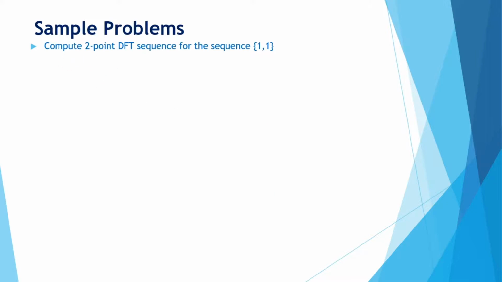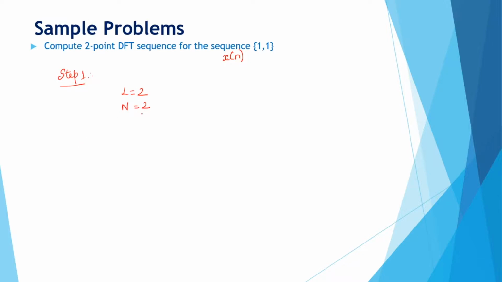Compute the 2-point DFT sequence for the sequence x of n equal to 1, 1. The first step is to check the length of the sample as well as the N-point DFT in the question. In this case, x of n length is 2 because I have only 2 samples, and my N-point is also equal to 2. So, the length gets matched, and you can go to the computation of DFT.